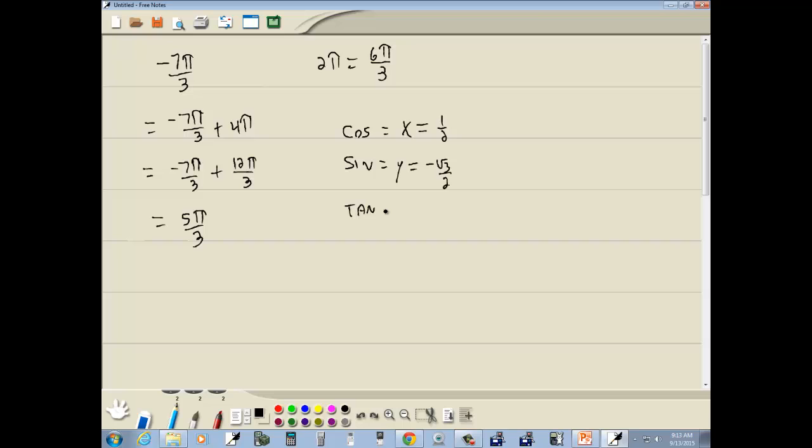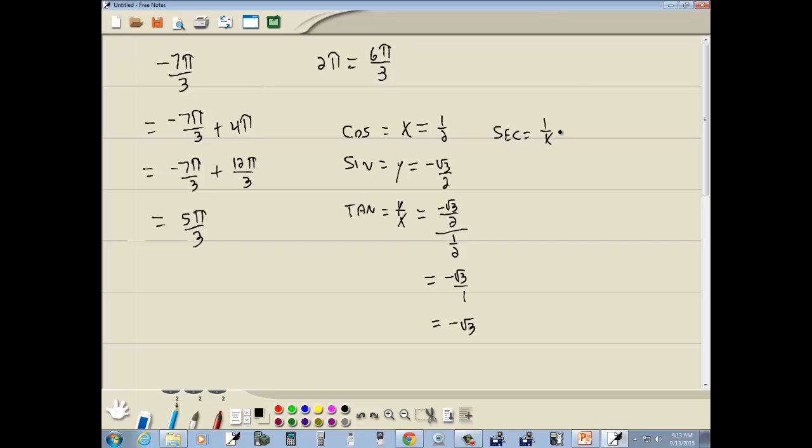And tangent is equal to y over x. So we're going to have negative square root of 3 over 2 over 1/2, which gives us negative square root of 3 over 1. The 2's would cancel since they have the same denominators, which gives us negative square root of 3.